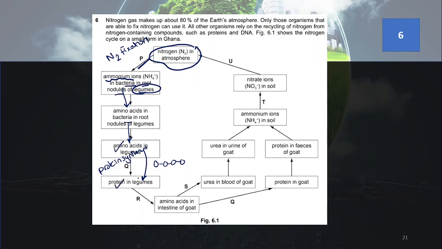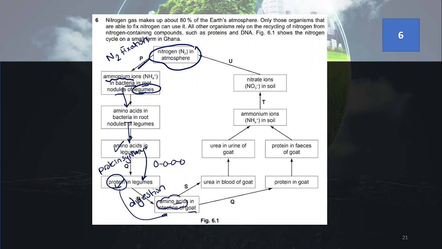and protein contain nitrogen. And then protein in the legumes in the plant became amino acids in the intestine of a goat. So this means that the goat ate the plant and then the proteins are digested inside its intestine because the protein is now broken down into amino acids. So this is digestion. R is digestion.